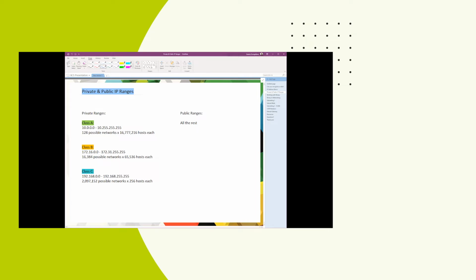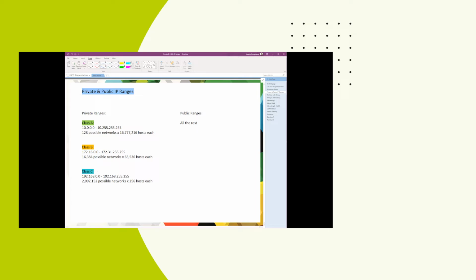Class B is the range of 172.16.0.0 up to 172.31.255.255. And this class can give us around 16,000 possible networks, and each network can host more than 60,000 devices. So again, this is a very, very, very big range, big networks.